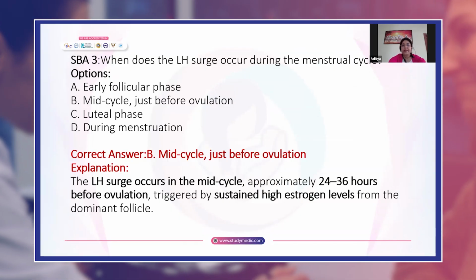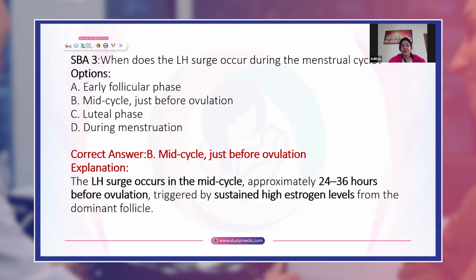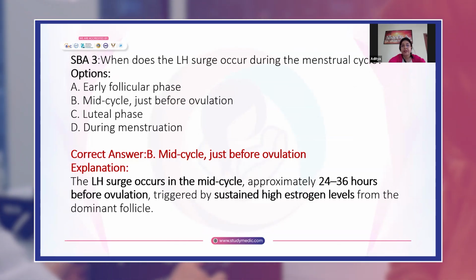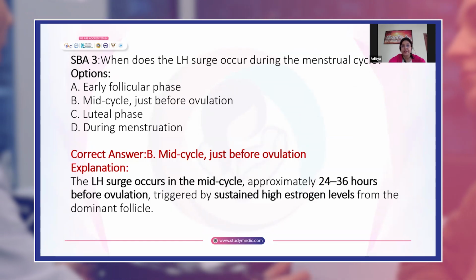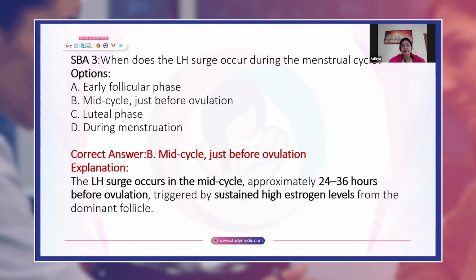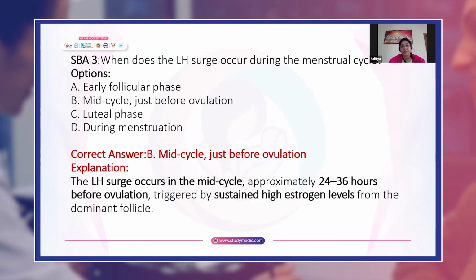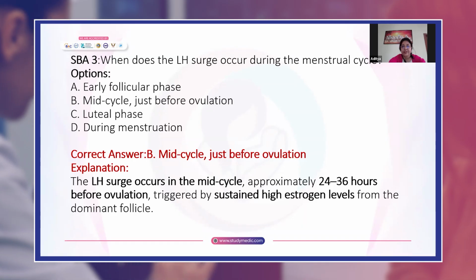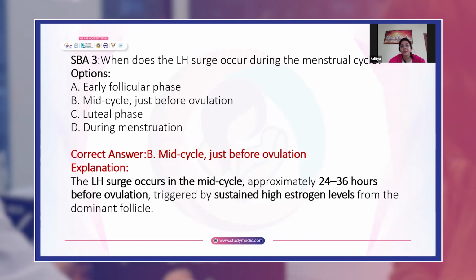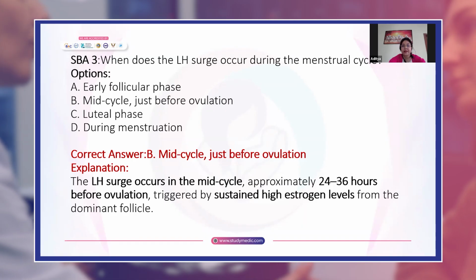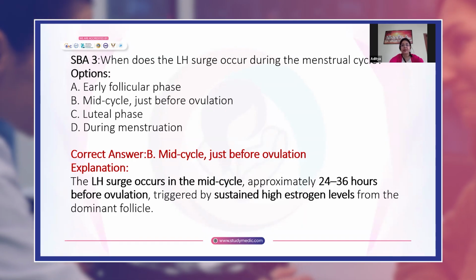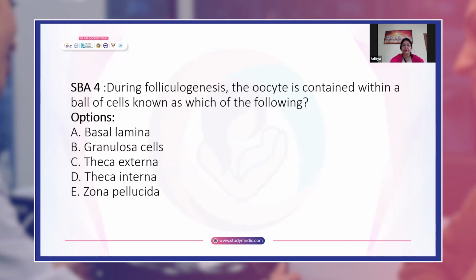Next is B. When does the LH surge occur during the menstrual cycle? The options are early follicular phase, mid-cycle just before ovulation, luteal phase, and during menstruation. The correct answer is mid-cycle just before ovulation. The LH surge occurs in the mid-cycle, approximately 24 to 36 hours before ovulation, and is triggered by sustained high estrogen level from the dominant follicle.